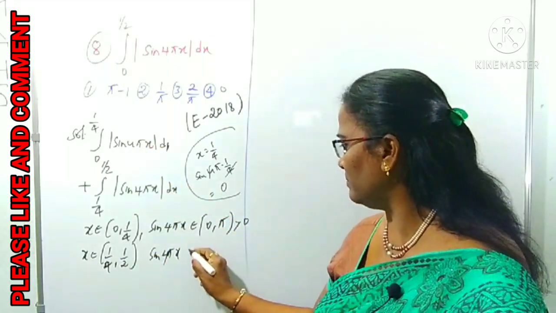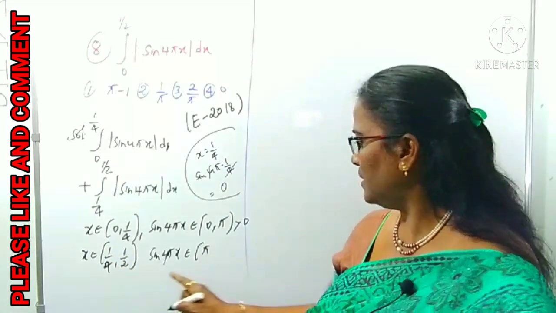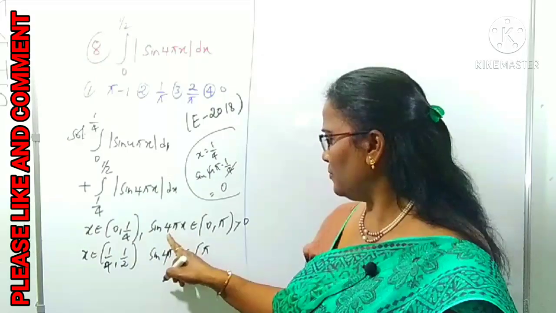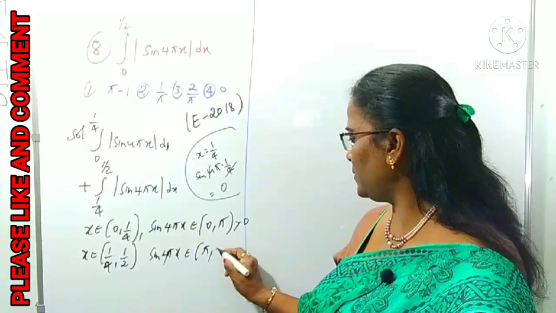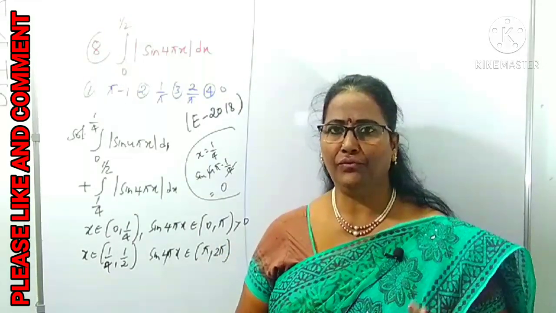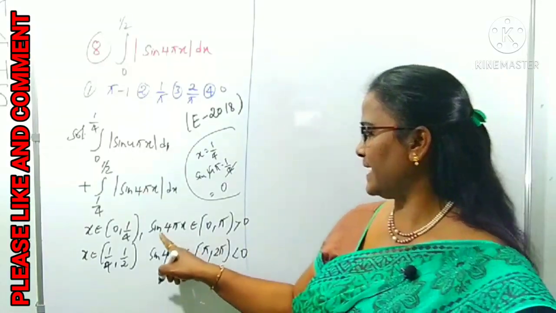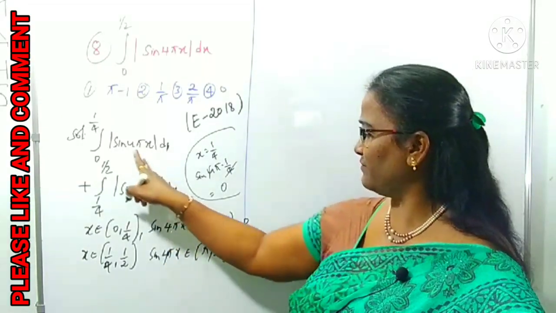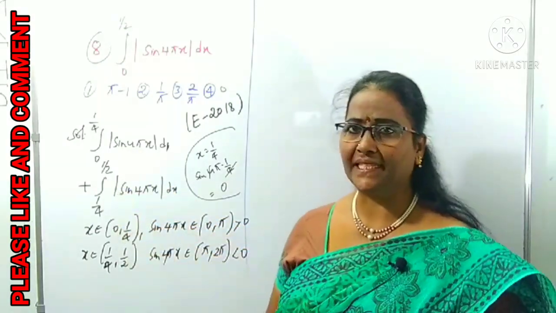Now we can come to this one, x belongs to 1 by 4 to 1 by 2, into 4 pi x. 4 pi x into 1 by 2 is 2 pi. Pi to 2 pi, which coordinate? Third coordinate to fourth coordinate. Sign is clearly negative. Okay. Sine 4 pi x is greater than 0 in case of first integral. Sine 4 pi x is less than 0 in case of second integral.